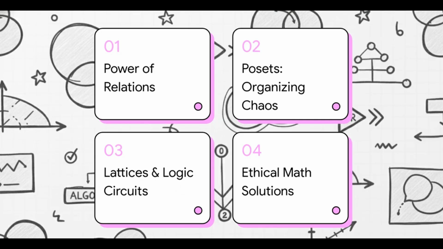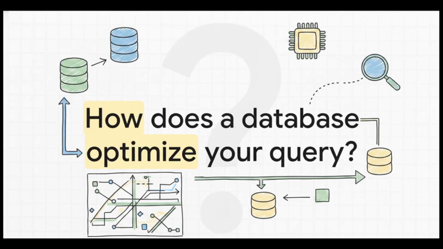First up, we've got the power of relations. Then we'll look at organizing the chaos using posets. After that, we'll get into lattices and logic circuits, and finally, wrap things up by talking about designing ethical math solutions.